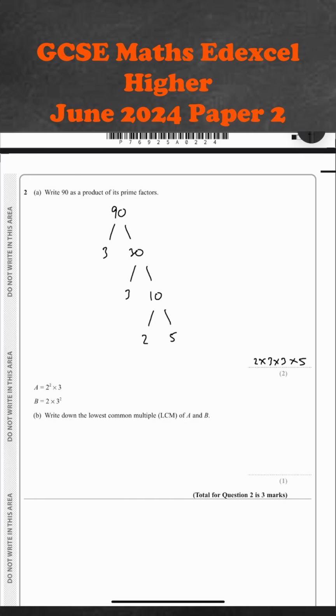A equals 2 squared times 3, B equals 2 times 3 squared. Write down the lowest common multiple of A and B. So to do that, we just need to work out which numbers are in all of these together, basically. A is 2 times 2 times 3, B is 2 times 3 times 3. So we just have to combine these so that we have every single one. There's 2 2's in this one, there's 2 3's in this one, so 2 times 2 times 3 times 3, which is just going to be 2 times 2 is 4, times 3 is 12, times 3 again is 36.